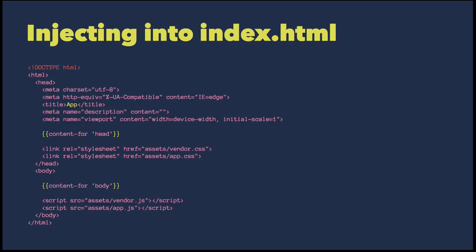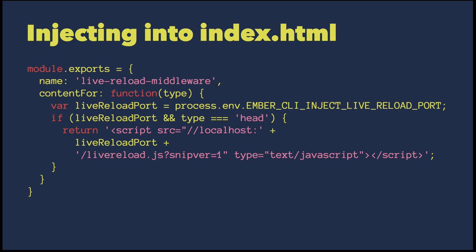You can modify the index.html that's generated. So a fairly new thing is these content-for bits have been stuck in the index.html. And that means that from your add-on, you can just stick things into the consumer's index.html, both for the main app and for test. So there's also content-for test-head and content-for test-body. So you can inject things just into the test runner. And then, this is how live reload works. It takes the content-for hook. If the type is head, it sticks a script tag in there so that live reload works.